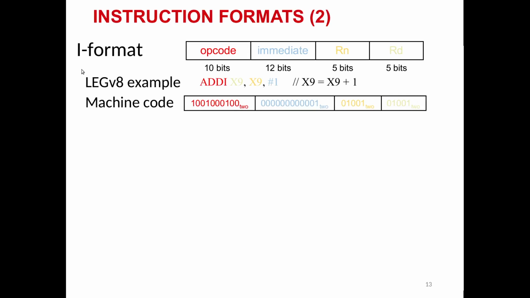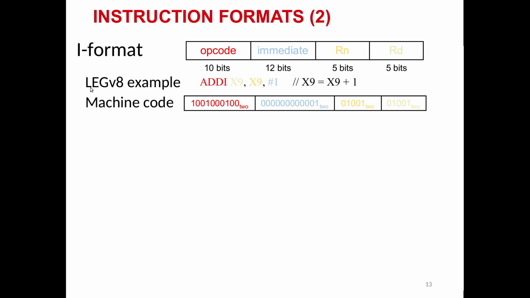The next instruction format, the I format or immediate format, has 10 bits of opcode, and then 12 bits for the immediate value, Rn 5 bits, and then Rd 5 bits.